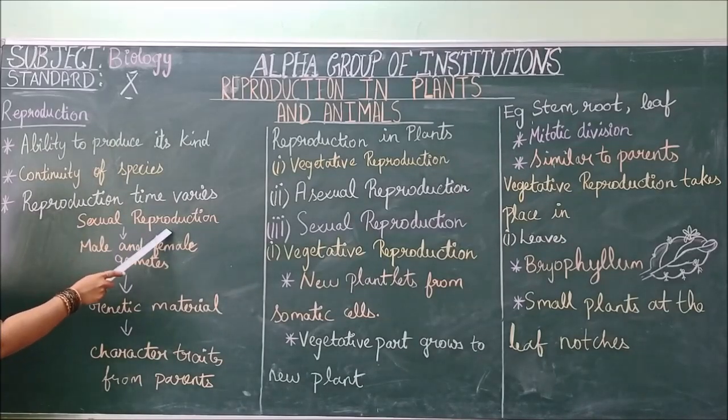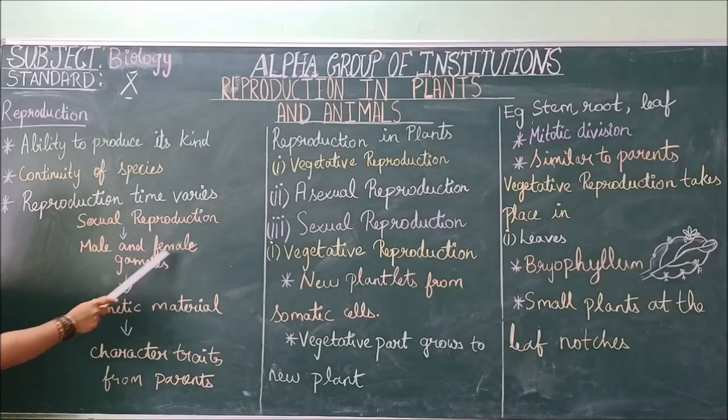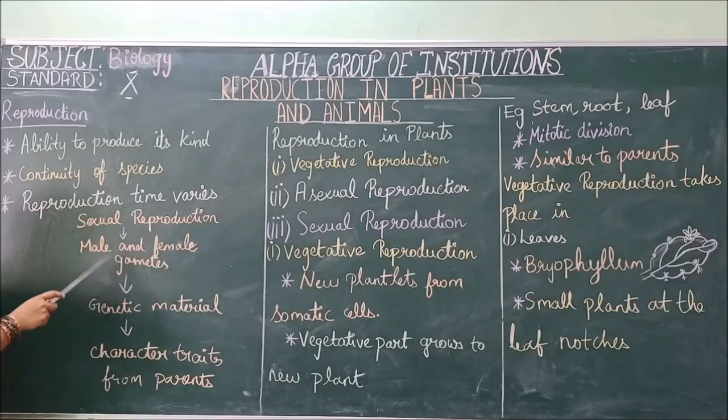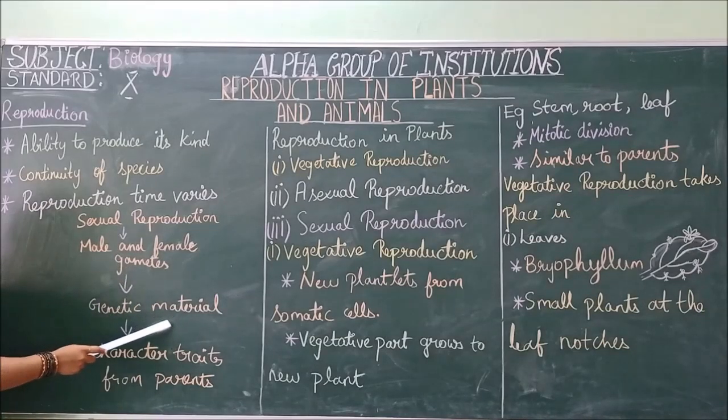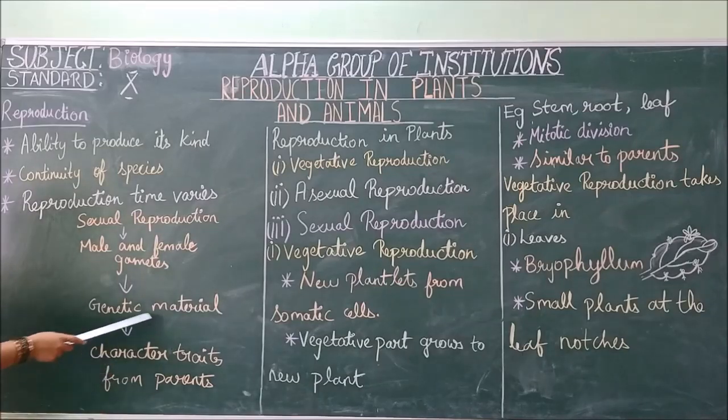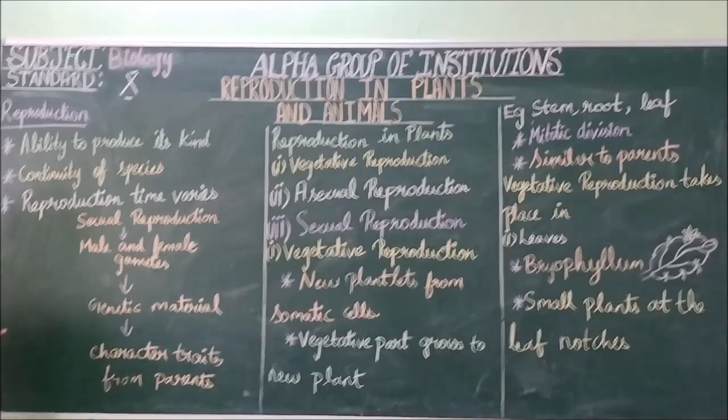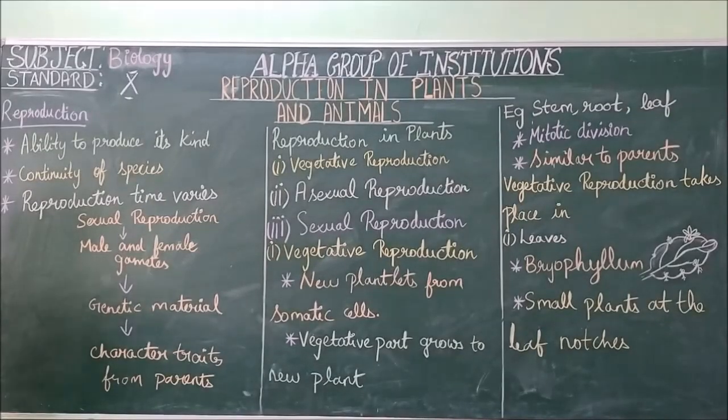In sexual reproduction, the male and female gametes fuse. In these gametes the genetic material is present. This genetic material helps to show the characteristics of our parents. With the help of the genetic material only, the characters pass from one generation to another generation. So this is the meaning of sexual reproduction.